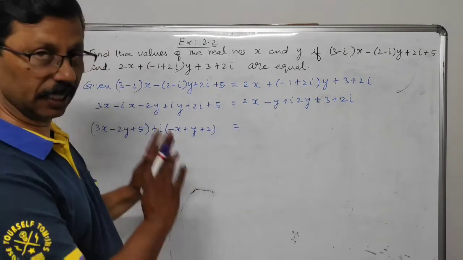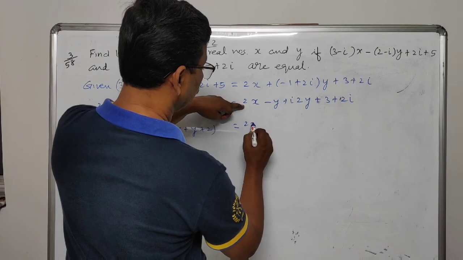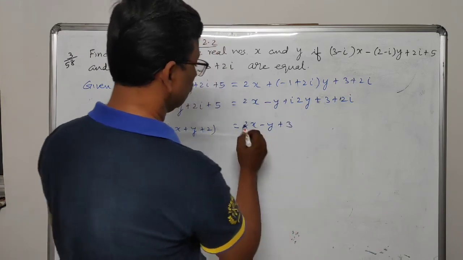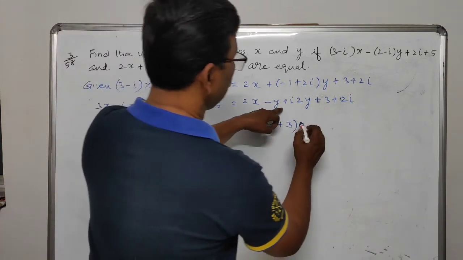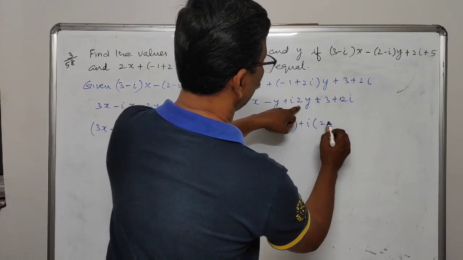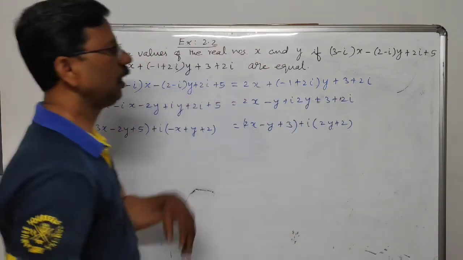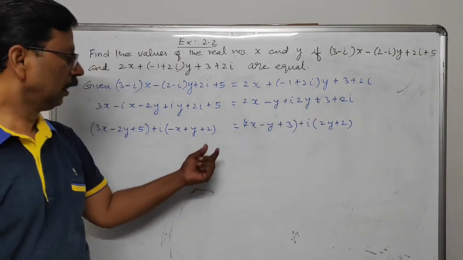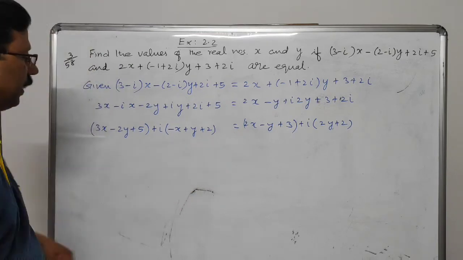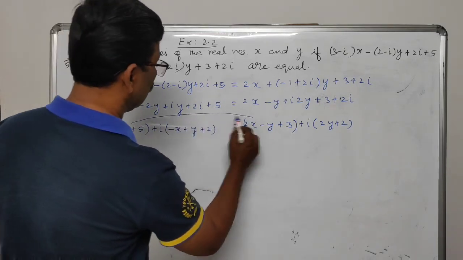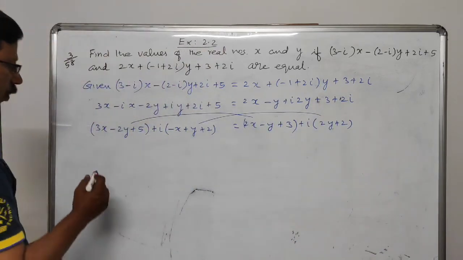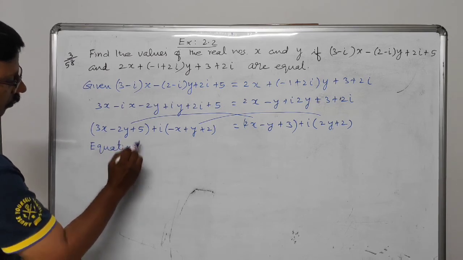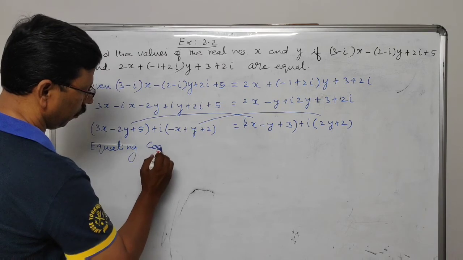Then here also you can collect all the real parts together: 2x, then minus y, then plus 3. This is the real part. And we have the imaginary part, plus i into 2y plus 2. Now we have separated the real part and the imaginary part. Therefore, if these two complex numbers are equal, we can equate their corresponding real parts and corresponding imaginary parts. Therefore, equating corresponding parts.